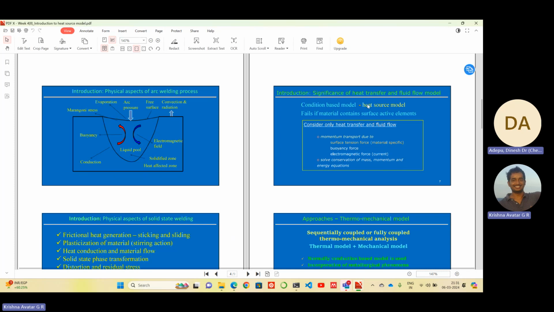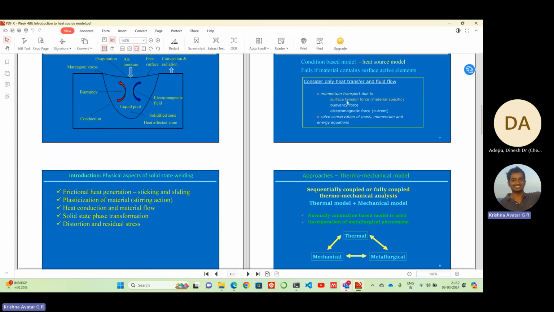The heat source model also has an electromagnetic field. I don't know why he's bringing up electromagnetic, but anyway, continue. So this is where the heat source model fails, if the material contains some free active elements. We consider only heat transfer and fluid flow, and momentum transfer due to surface tension force, buoyancy force, and electromagnetic force. We solve the electrical equations and conservation of mass, momentum, and energy equations.